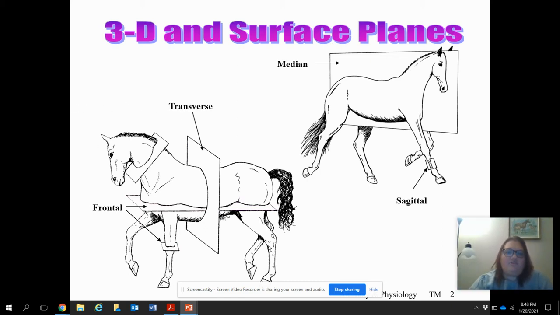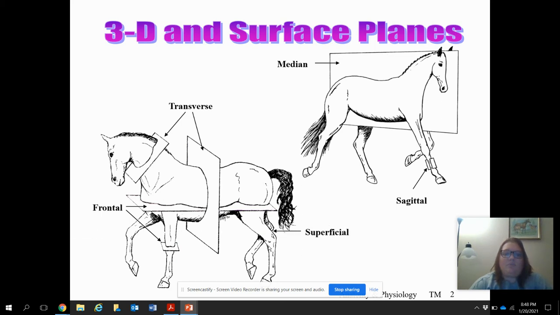And then we have the transverse plane. The transverse plane divides cranial from caudal, or anterior from posterior, since those two terms are similar. So the transverse plane goes along the animal's body anywhere that it's dividing cranial from caudal.